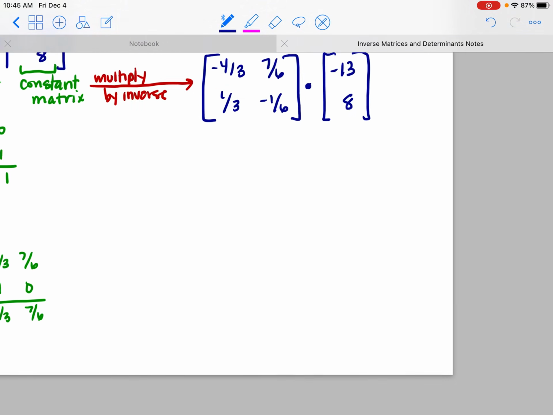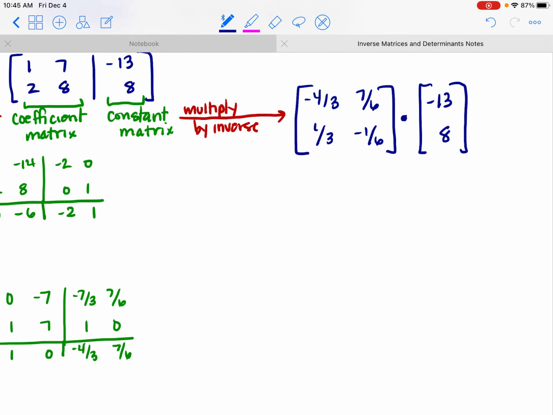So now we've got to remember how to multiply matrices. When we're multiplying matrices, remember, this is a 2 by 2 matrix, and this is a 2-row and 1-column matrix, so a 2 by 1 matrix. When we're multiplying, these dimensions have to match. They do.